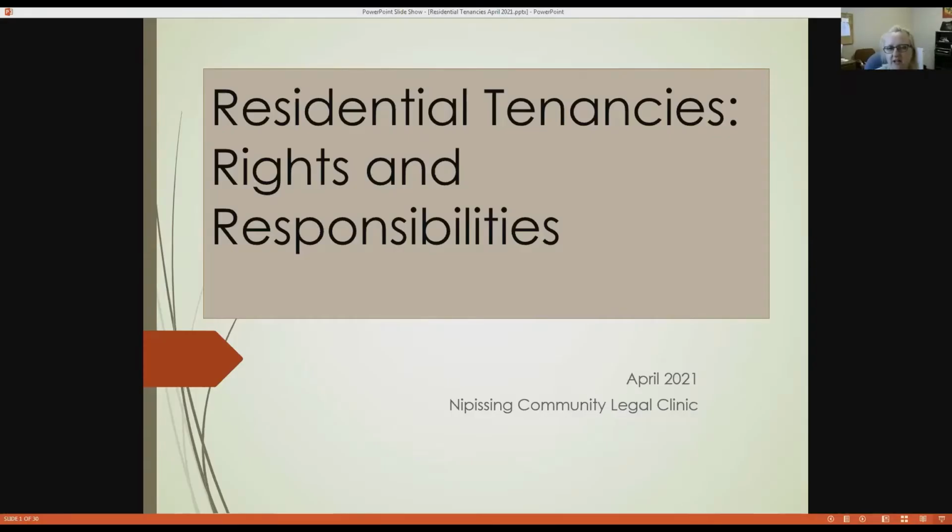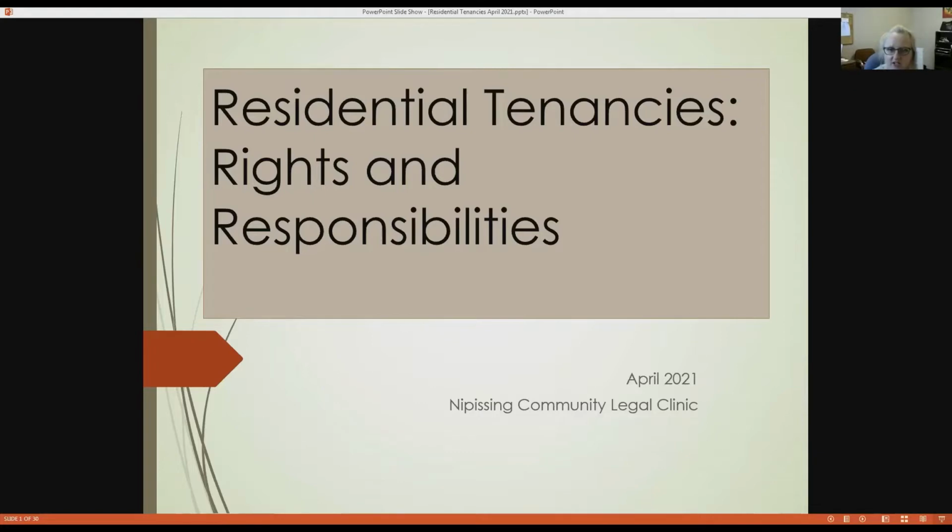As Katie has said, my name is Mairead Knott. I'm a community legal worker with Nipissing Community Legal Clinic. For those that aren't familiar with our services, we are a local legal clinic funded by Legal Aid Ontario. We provide free legal advice to anyone that calls in. We do represent low-income individuals with respect to social assistance matters and housing as well. We also do Canada Pension Plan benefits as well.